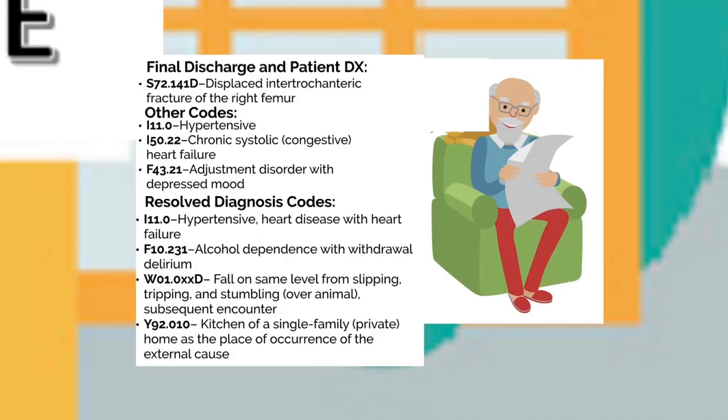His assessment results in some changes to his diagnosis list. His acute systolic congestive heart failure is resolved, and he's now diagnosed with chronic systolic congestive heart failure. His alcohol dependence with withdrawal delirium is resolved, and the diagnosis of adjustment disorder with depressed mood remains since he continues to receive an antidepressant. And he will continue to be monitored for stable mood as he transitions back to home. Lastly, the fall on same level with slipping, tripping, and stumbling subsequent encounter is moved to resolved, and the location of the fall in the kitchen is also resolved.